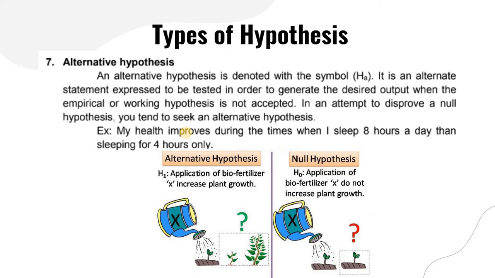Pagka-thesis, there is no significant relationship. Null hypothesis yon. Ang alternative naman, there is a relationship. Ito pala yung null. The null hypothesis is denoted with the symbol H sub 0 or HO. It exists when you consider that there is no relationship between the independent and dependent variable.